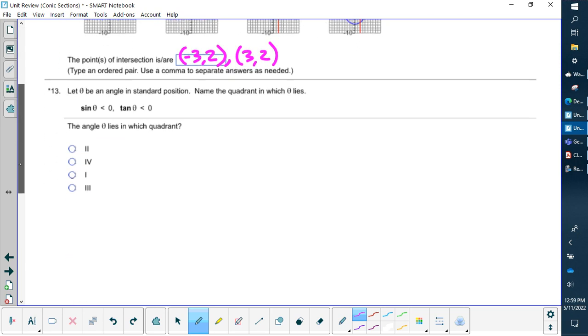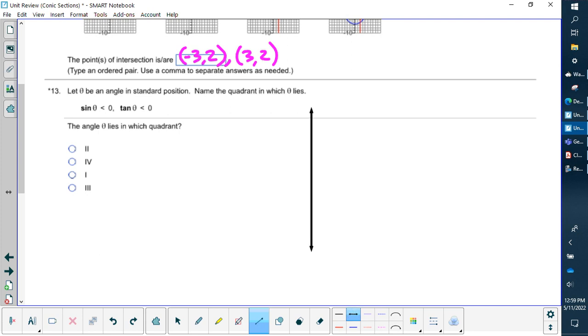Okay, last problem. We are looking for what quadrant will both of these answers be negative, less than 0. So I'm going to make a little XY axis, and let's start with sine.